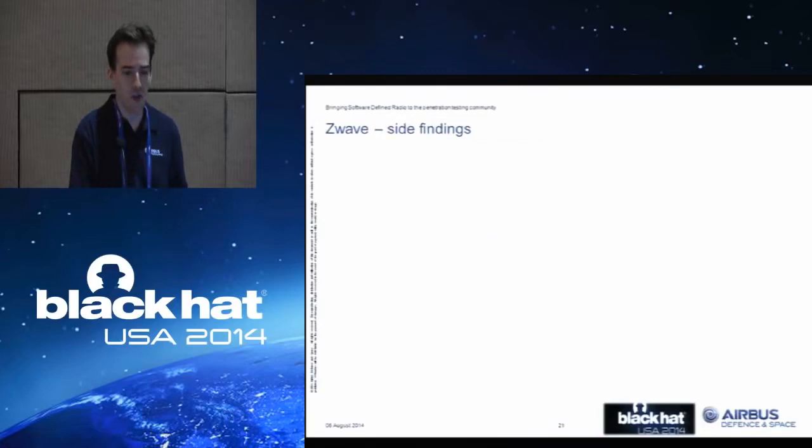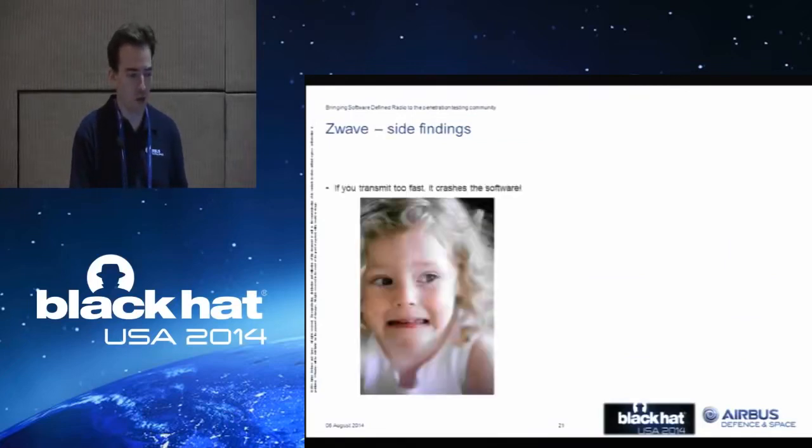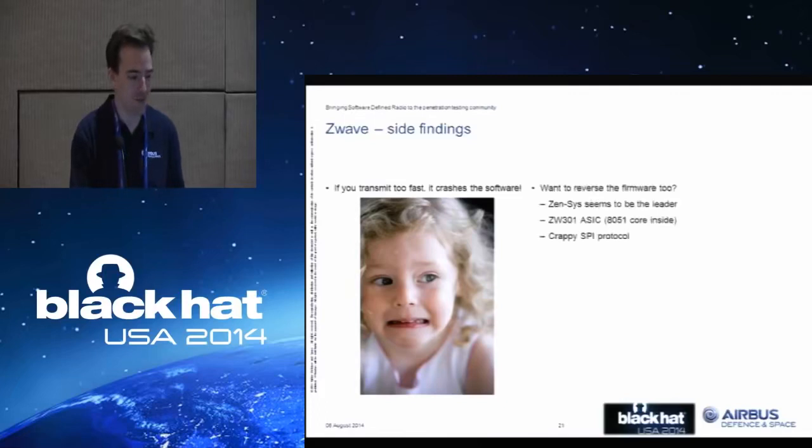Side findings we had over the devices. Well, the first one is pretty annoying. If you transmit too fast, it crashes the software. It's not hardware related, it's just that the OpenZ-Wave stack is a bit crappy. So we had to hardcode timers again to slow down the transmission. Even going through Python, UDP, C++, etc., it's still too fast for OpenZ-Wave.